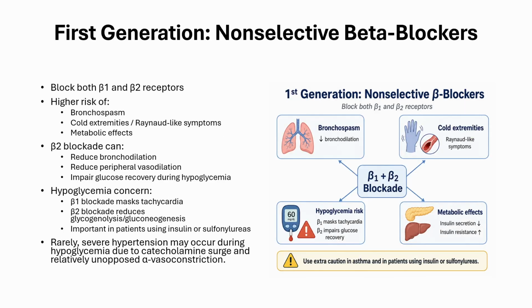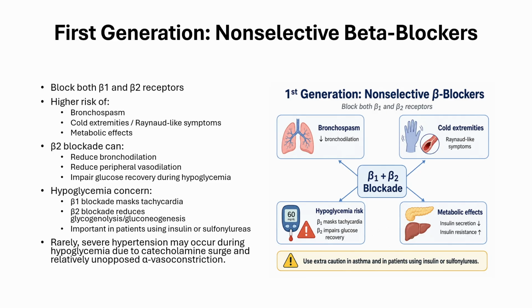First-generation beta blockers are non-selective, meaning they block both beta-1 and beta-2 receptors. Because beta-2 receptors are found in bronchial smooth muscle, peripheral blood vessels, skeletal muscle, liver, and pancreatic beta cells, these agents have a higher risk for bronchospasm, peripheral vasoconstriction, and metabolic effects compared with beta-1 selective agents.